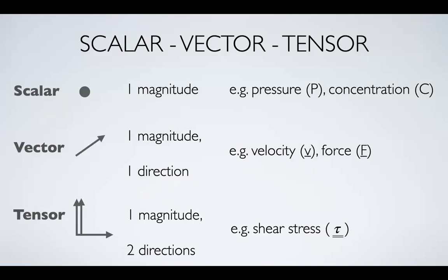One single underline, like velocity and force, okay? If it's a tensor, I'm going to double underline it like this to represent that it's a tensor. So when I write it in the equation, you know that this variable is a vector, tensor, or scalar.